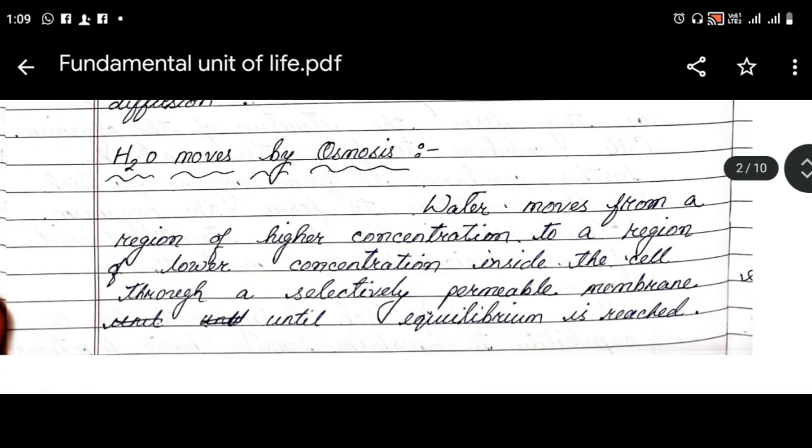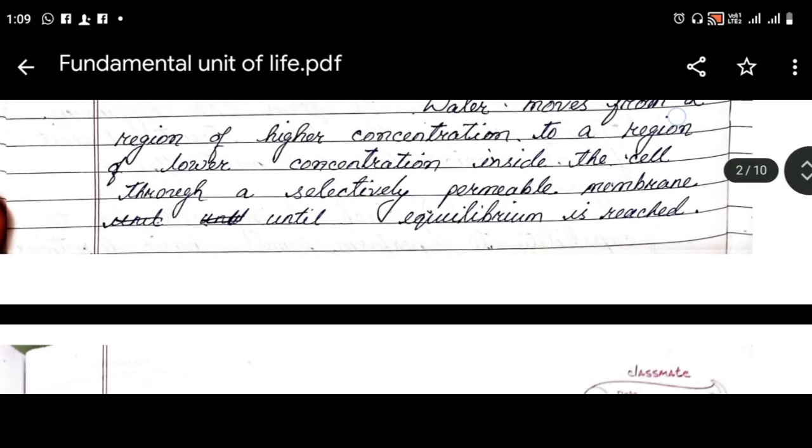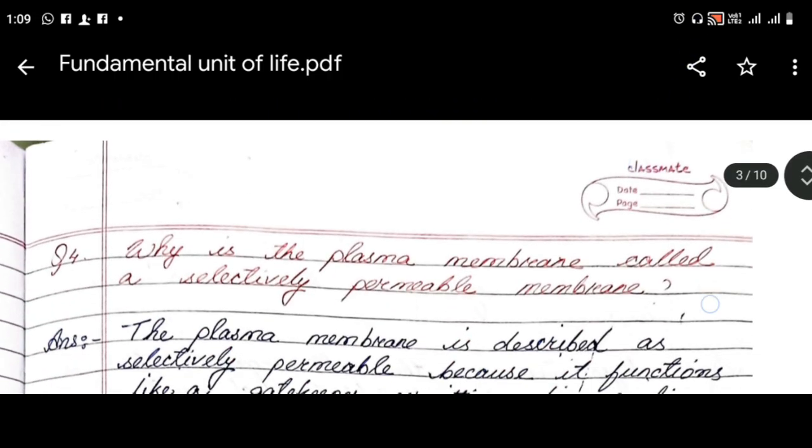Water moves by osmosis. Water moves from a region of higher concentration to a region of lower concentration inside the cell through a selectively permeable membrane until equilibrium is reached.